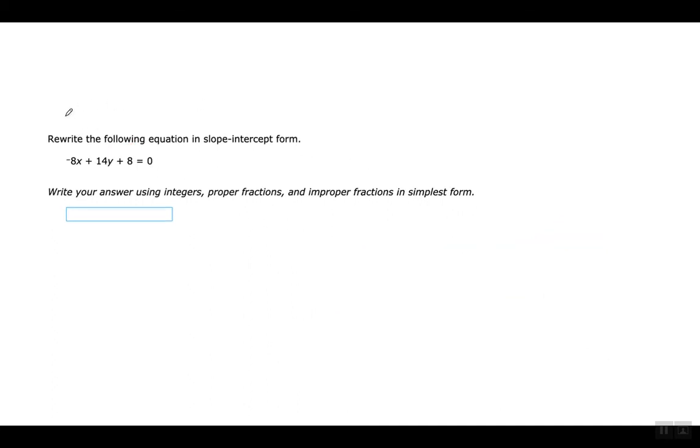Alright, this is the first one that looks different, okay? Esta luce diferente de todos los ejemplos que he hecho hasta ahora. Alright, so let's look at this one. Okay, again, I gotta move around the pieces and put it in slope-intercept form, which is this. Tengo que mover todos los términos para ponerlo en slope-intercept form. So I gotta get y by itself. Tengo que coger la y sola en un lado.